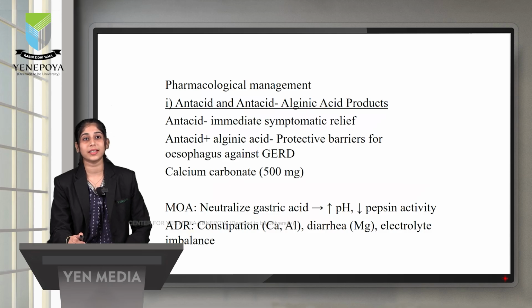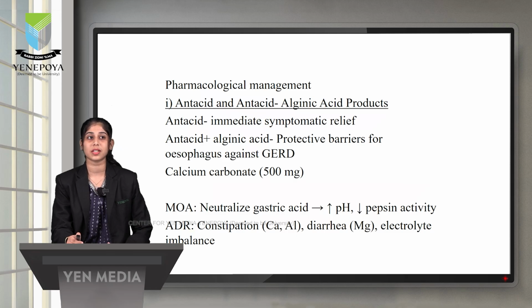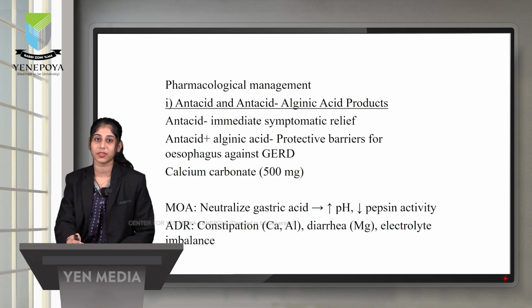The first one is antacid and antacid alginic acid products. Antacid is used to relieve symptoms such as heartburn, indigestion or stomach upset. Antacid gives immediate symptomatic relief. Antacid plus alginic acid forms a protective barrier for the esophagus against GERD, that is gastroesophageal reflux disease.